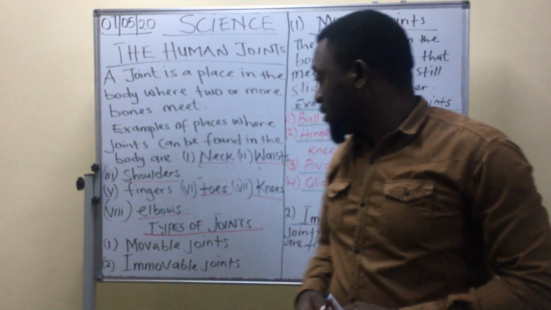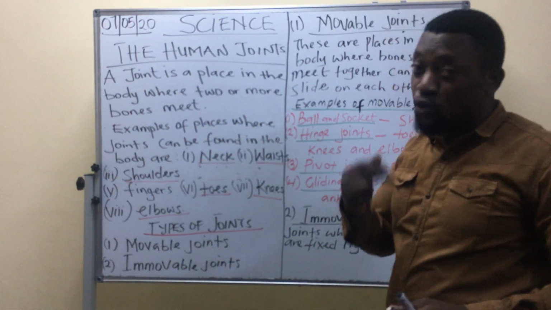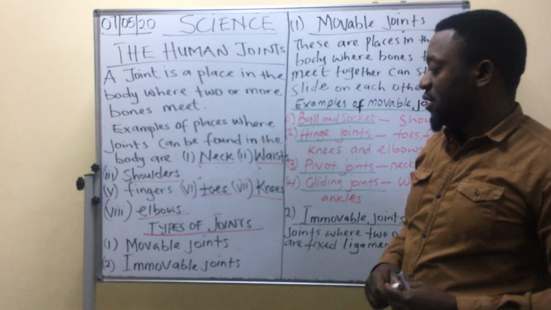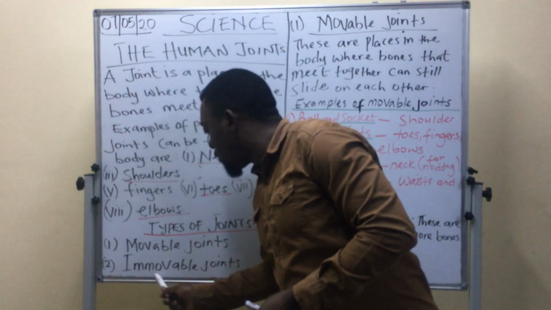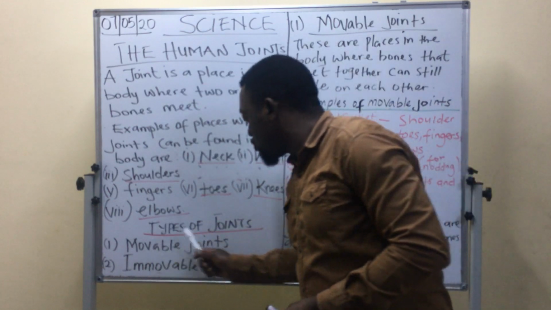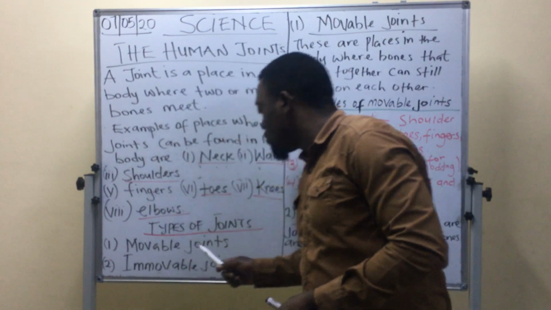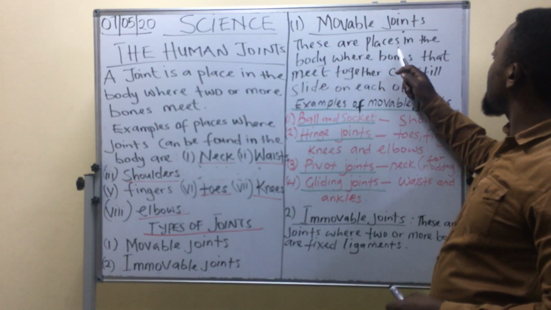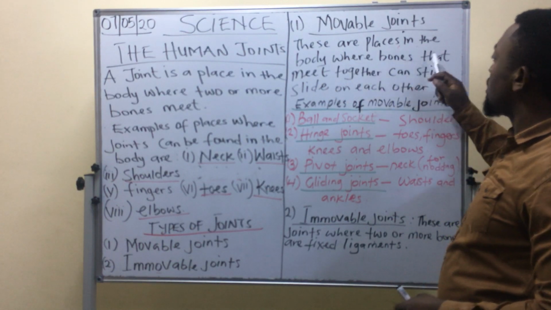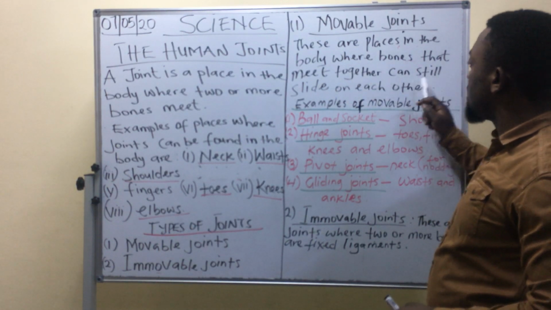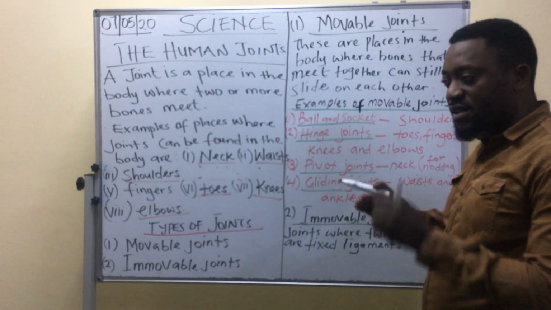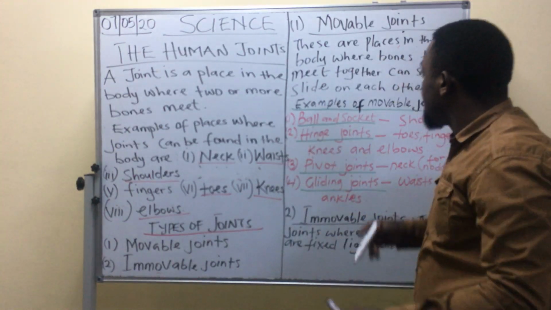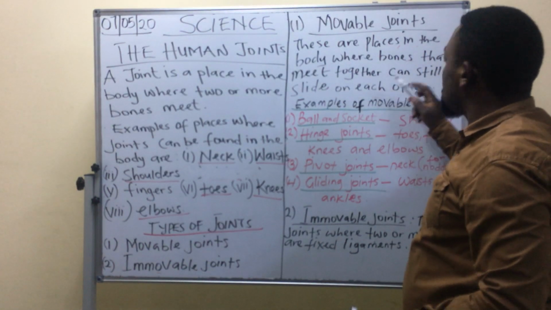We have types of joints. We have 2 types of joints. Number 1 is movable joints. The second one is immovable joints. Movable joints and immovable joints. Number 1, movable joints. These are places in the body where bones that meet together can still slide. What I mean by slide is, they can still make a movement on each other.